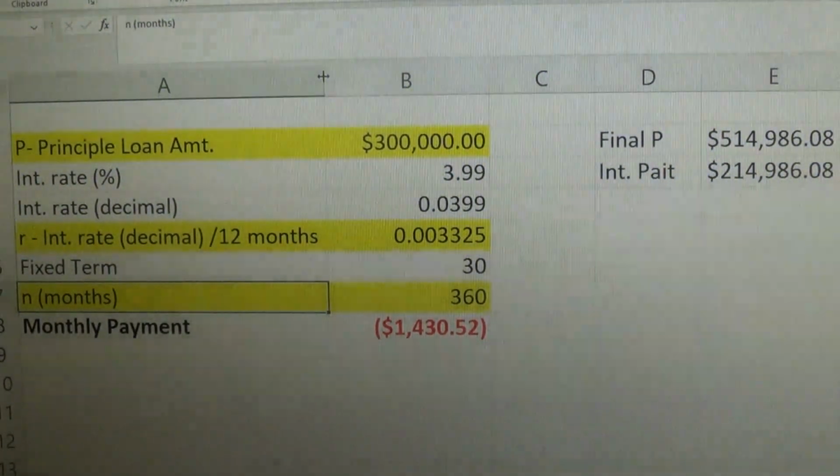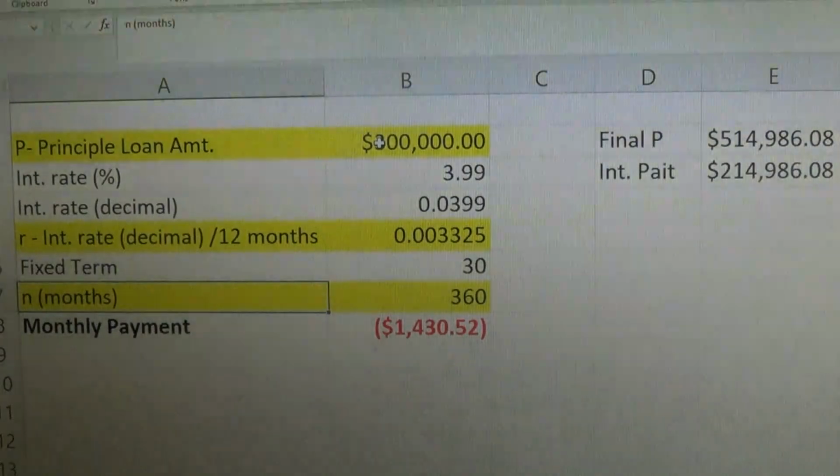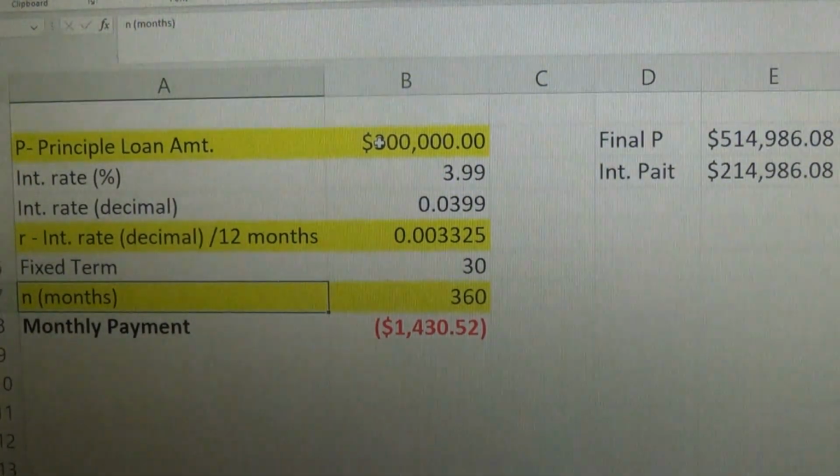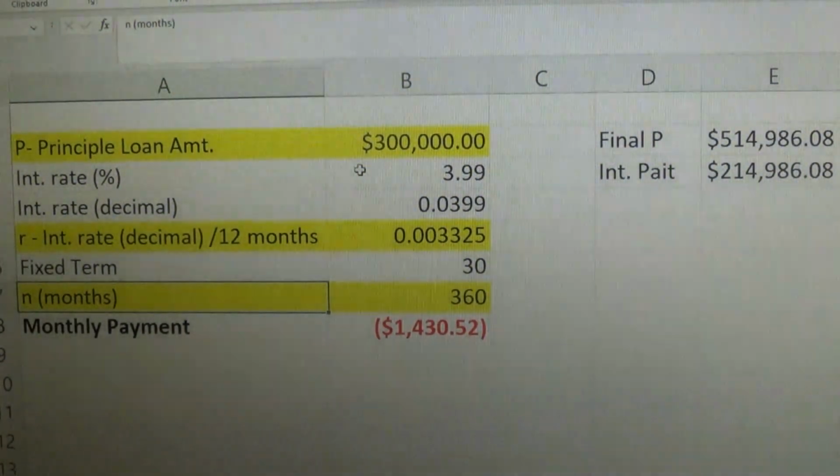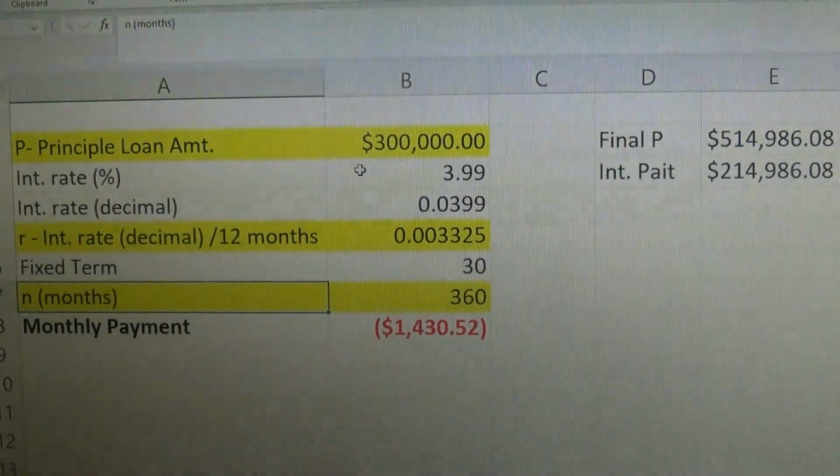Okay, so let's say you want to buy a $360,000 house. You put down $60,000. That leaves you with $300,000 you have to come up with. So you get a $300,000 loan. And the interest rate is at 3.99%.